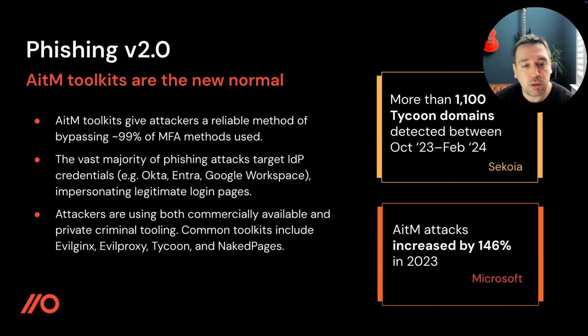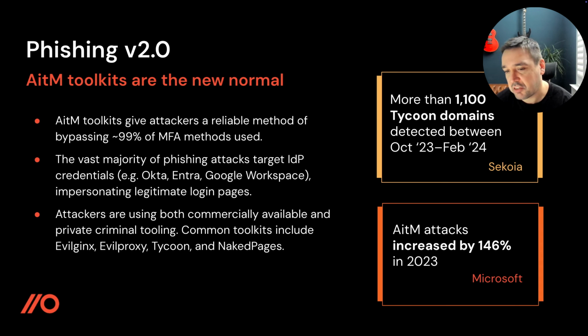Once you go into the criminal space, there are so many toolkits out there, but just some examples for now. Jennings is an open source and commercial toolkit. And then things like Evil Proxy, Tycoon, Naked Pages, there are many more. They tend to be more criminal toolkits. But there are dual use ones as well, like Jennings, for example, we'll see used by red teamers, but we also see it used criminally sometimes too. There are a lot of different toolsets out there implementing this technique.